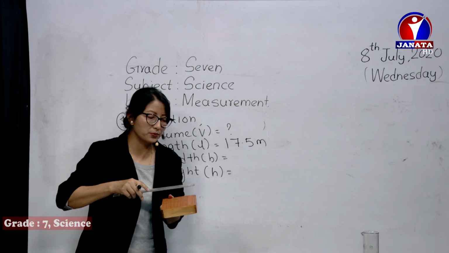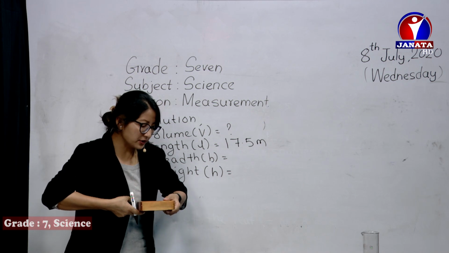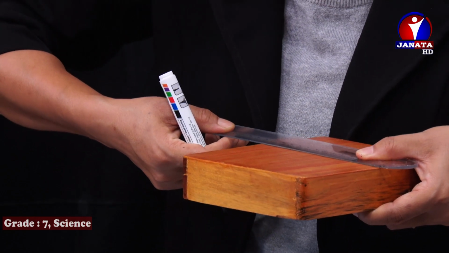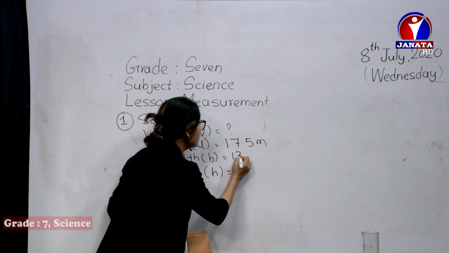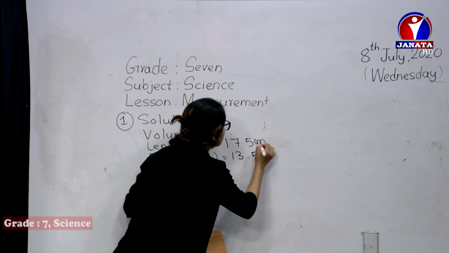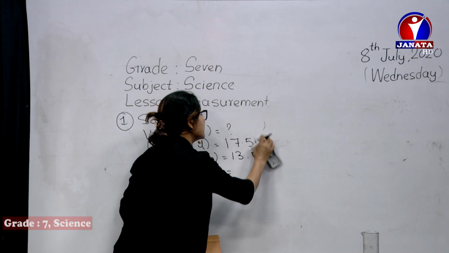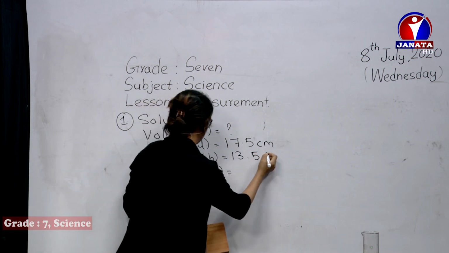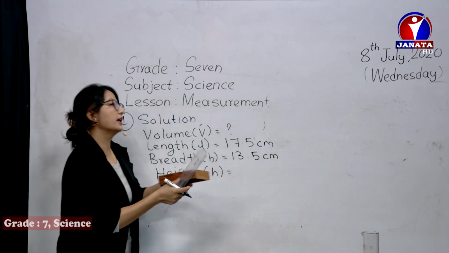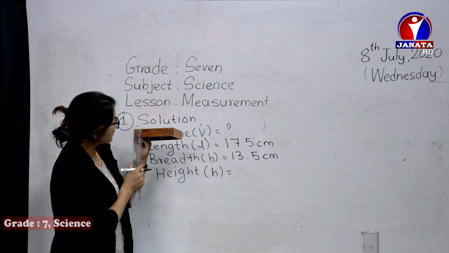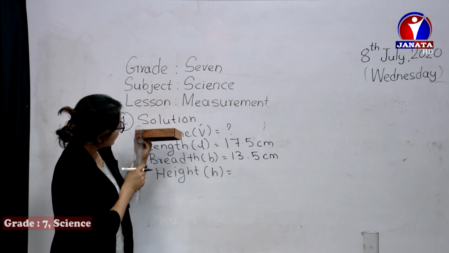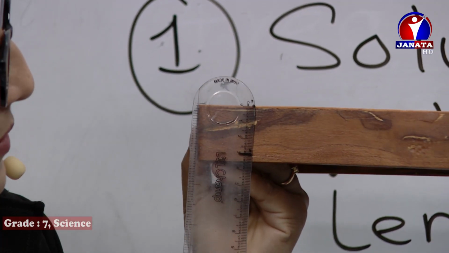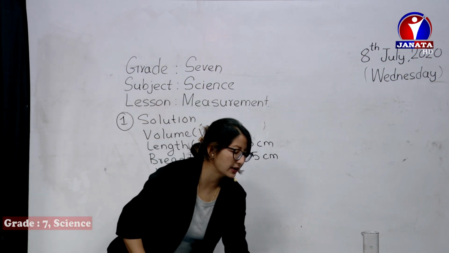To talk about the breadth, if we keep it like this, eye level should be straight. We can hold it and measure. If it's straight like this, it's 13.5 centimeter. Its breadth is 13.5 centimeter. Now to measure the height, we can simply measure like this. The height of the box is 3.5 centimeter. So let me start the calculation.